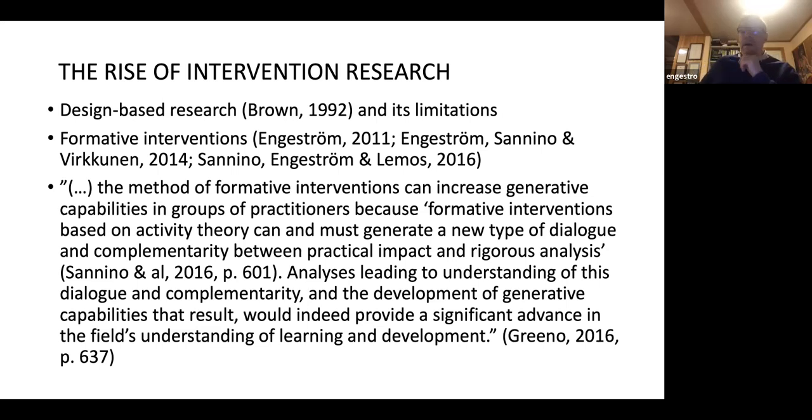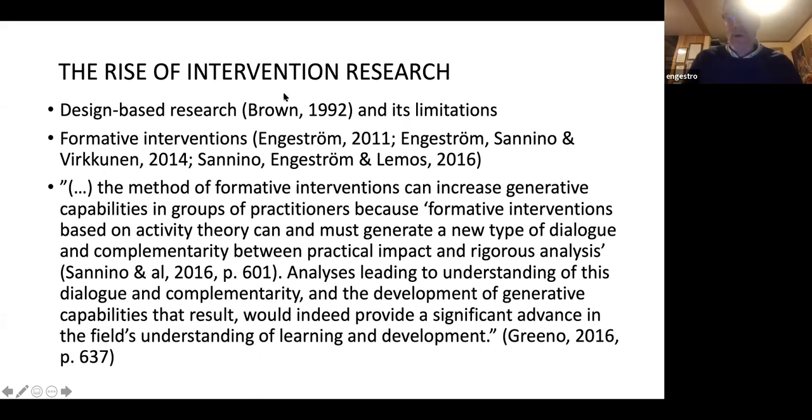And Jim Greeno, who unfortunately passed away recently, a very important figure in the development of the learning sciences, writes in that issue that the method of formative interventions can increase generative capabilities in groups of practitioners because formative interventions based on activity theory can and must generate a new type of dialogue and complementarity between practical impact and rigorous analysis. Analysis leading to understanding of this dialogue and complementarity and the development of generative capabilities that result would indeed provide a significant advance in the field's understanding of learning and development.